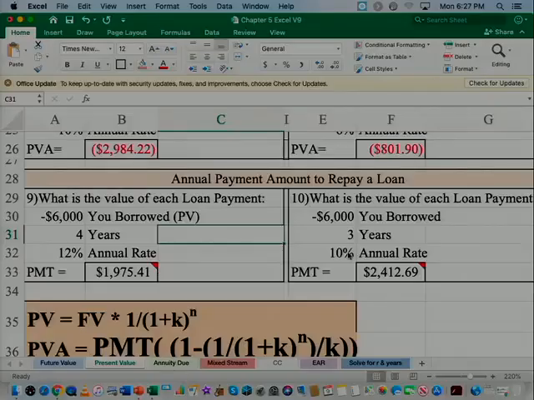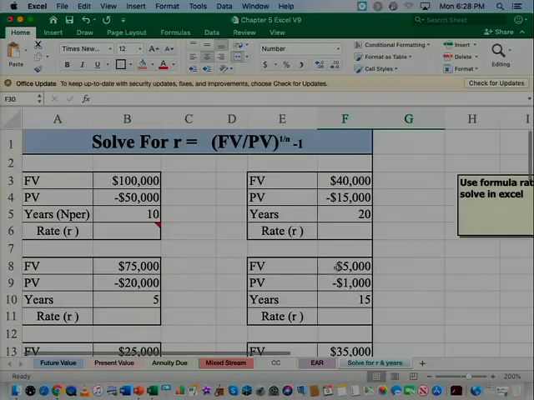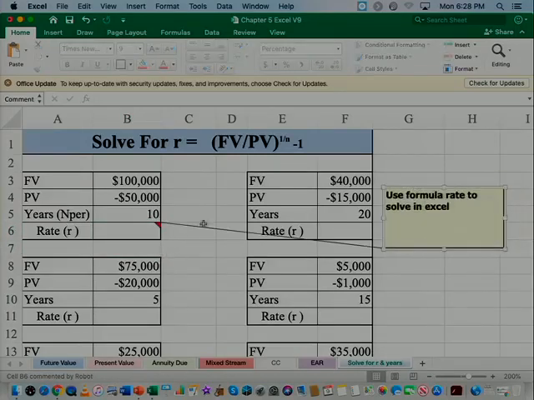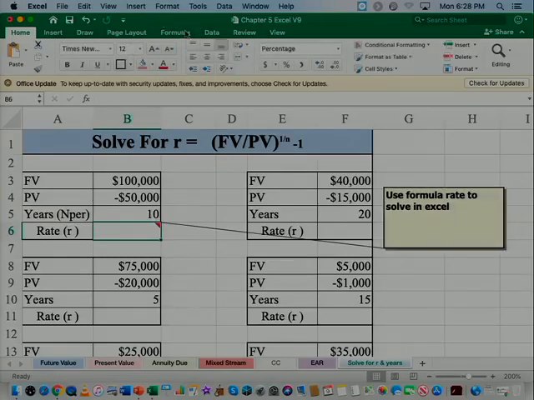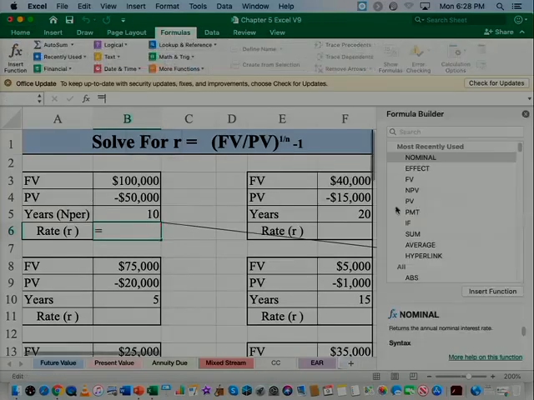Okay, so let's go where I have solve for R. So this would be solving for rate. So when it says solve for R, what we're looking for, and it's really simple because we're just going to use the rate formula. Okay, this is the box. So it makes it pretty easy to remember. So just go in here and we're going to look for rate.